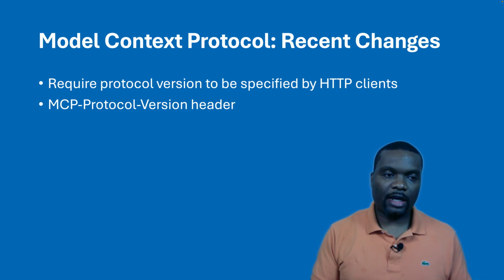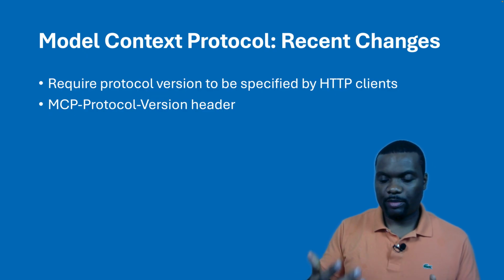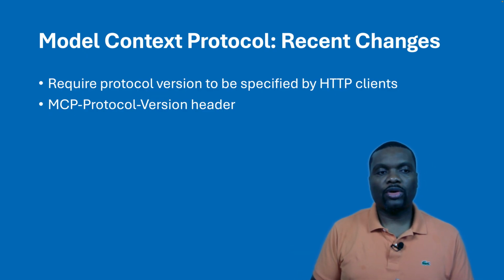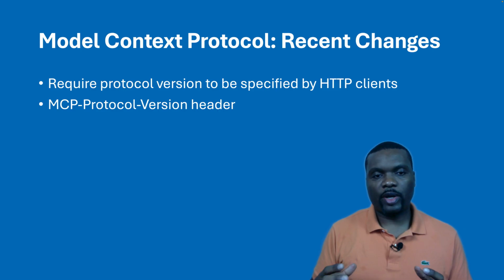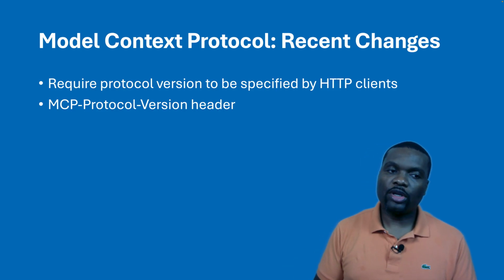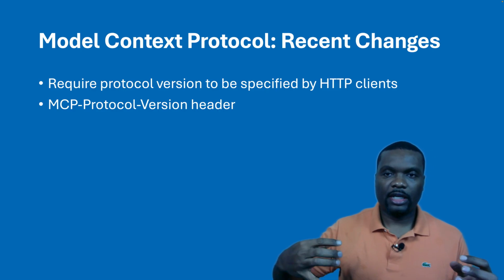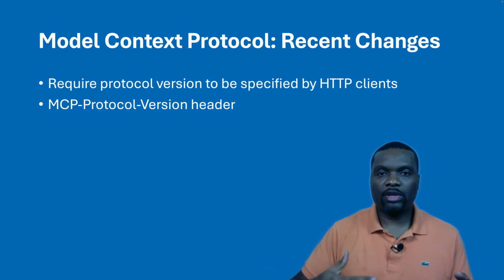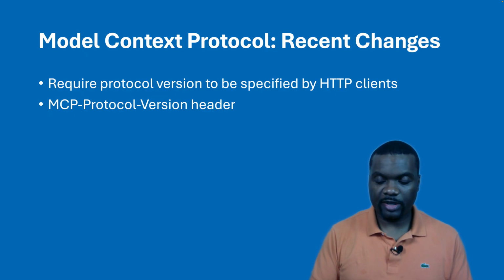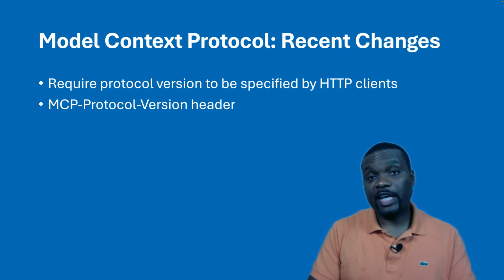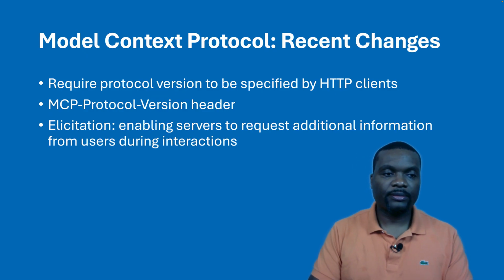There's now the ability to specify the protocol version, because the protocol just keeps changing. So once the initial negotiation is complete, you need to find a way to specify the protocol version that will be used between the client and the MCP server. Most likely, this applies if you're using the HTTP specification or the HTTP transport.